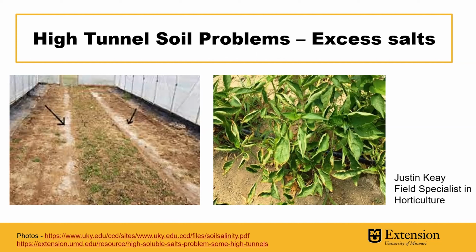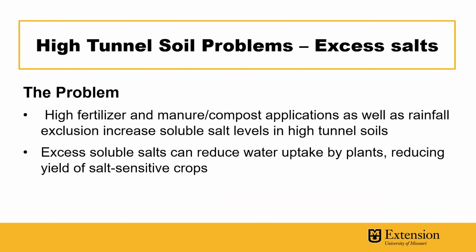I'm here today to talk to you about high tunnel soil problems of excess salts. You can see in the high tunnel picture on the left those white strips showing salts accumulated at the soil surface. The picture on the right shows some stressed out pepper plants that are suffering from excess soluble salts in the root zone. When we add high amounts of fertilizer and manure or compost to high tunnels, as well as excluding rainfall, we tend to see an increase of soluble salt levels in these soils over time.